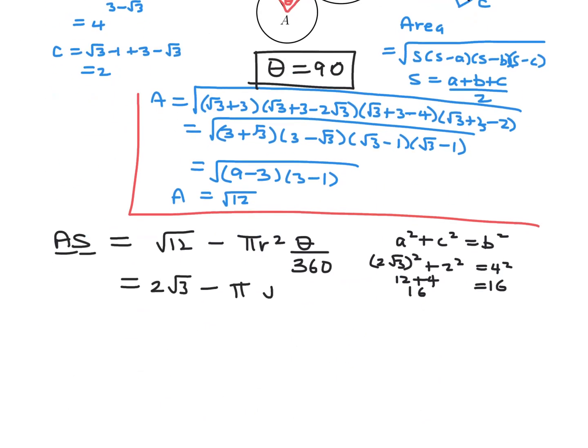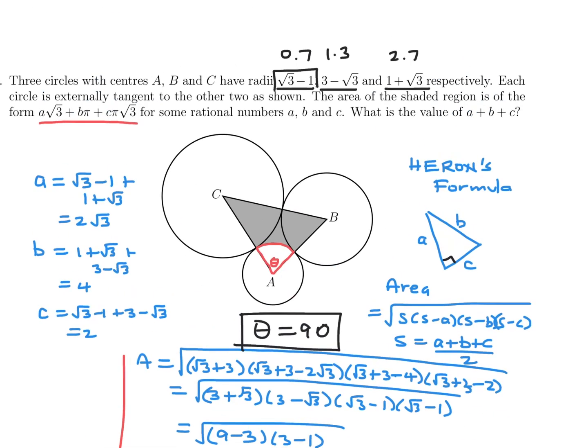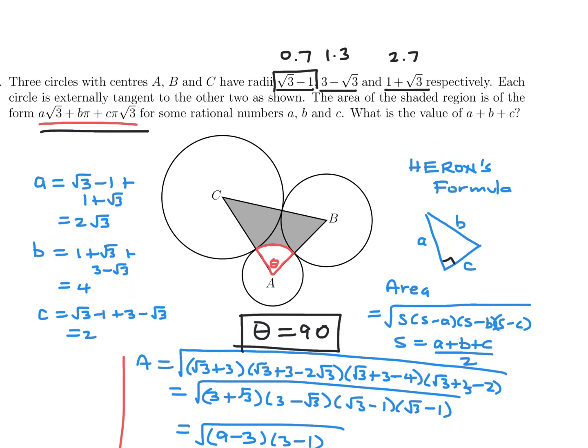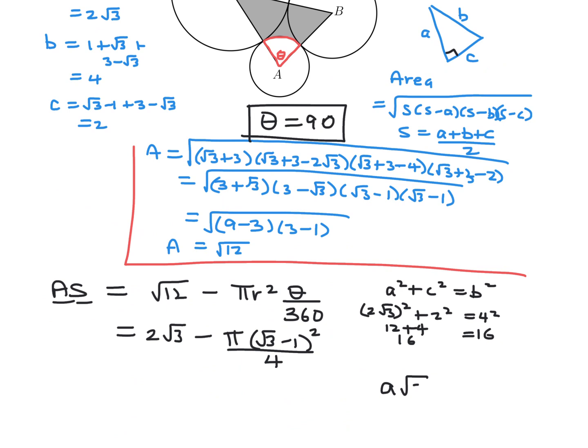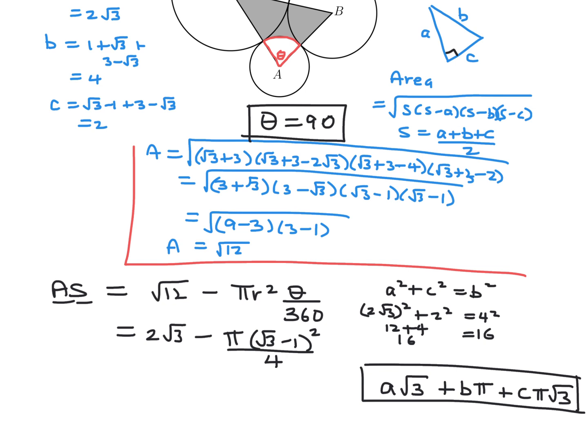So pi root 3 minus 1 all squared. And then that's 90 over 360, which is a quarter. So there we go. We got it. And then, of course, I have to expand this, and I have to make it into this form here: a root 3 plus b pi plus c pi root 3. Okay, so I have to get it into this form, and then that will allow me to figure out what the values of a, b, and c are.